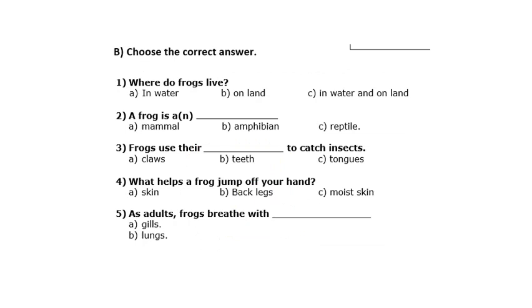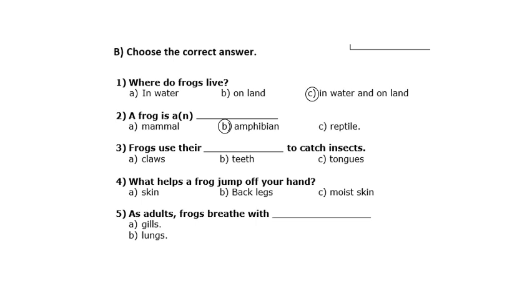Now let's answer these questions. We have to choose the correct answer. The first question, where do frogs live? Where do you think? Of course, frogs live in water and on land. Let's move on to the second question. A frog is a mammal? A frog is an amphibian or a reptile? Yes, a frog is an amphibian.